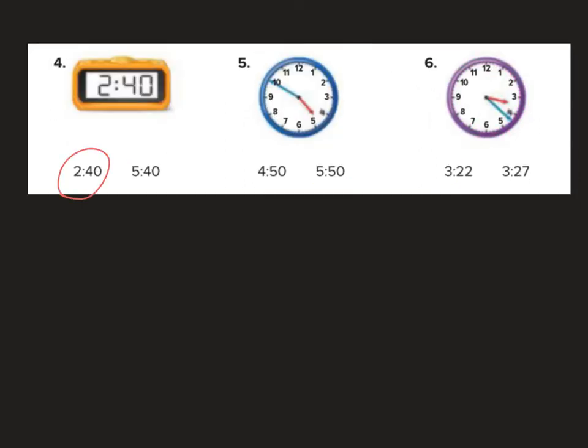2:40. Seriously. Okay. For number 5, between 4 and 5, so that means it's 4 something, has not yet touched the 5. And then let's count. 5, 10, 15, 20, 25, 30, 35, 40, 45, 50. 4:50.